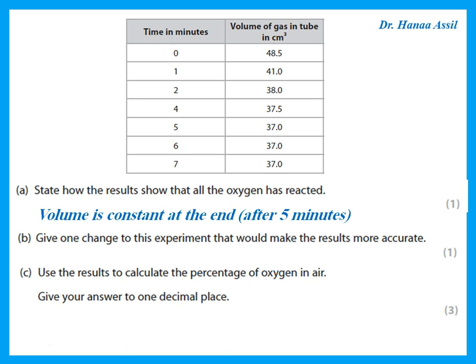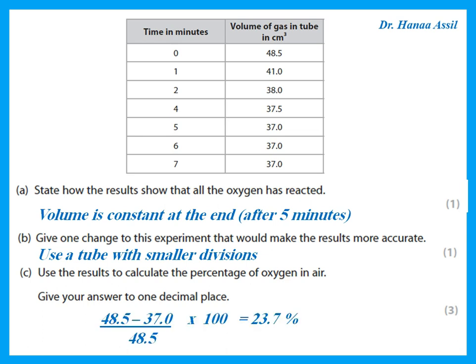Give one change to this experiment that would make the results more accurate. Now, the tube had 0.5 divisions, so we can use a tube with smaller divisions. Okay? Use the results to calculate the percentage of oxygen in air. From these results, how do we calculate the percentage of oxygen in the air? Remember that the amount of oxygen is the difference between the initial volume and the final volume. And then to get percentage, we put the difference over the original volume times 100. Remember, he is saying give your answer to what?